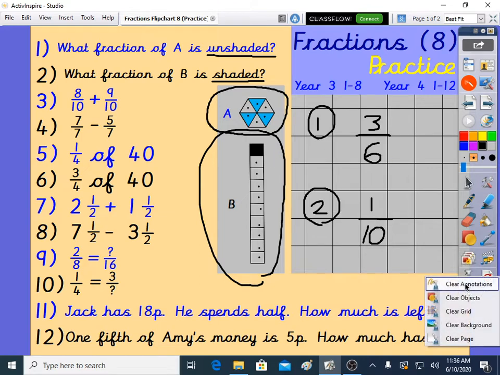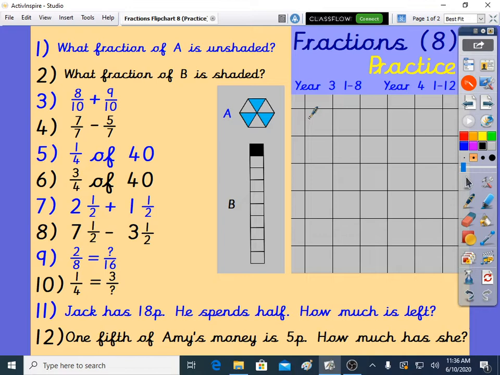And we move on to question 3. Question 3, add in fractions. The denominators are the same, the bottoms are the same, which means we can just add the tops. I'm sure some of you are getting very quick and very good at this now. 8/10 added to 9/10. It's going to be a number of tenths.